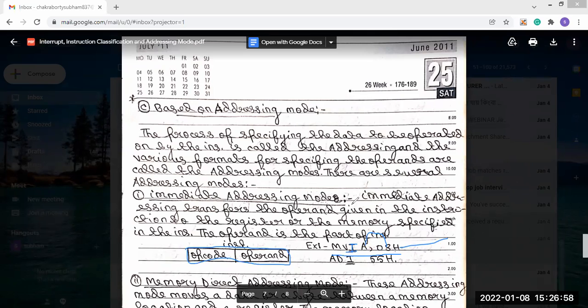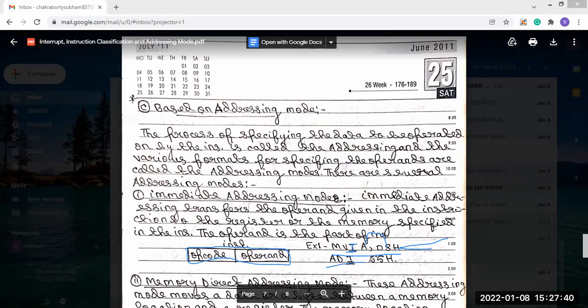This is what the definition says. In immediate addressing mode, the operand or data is mentioned in the instruction, and that operand should be transferred to the memory or the register. Both of these are specified by the instruction. That's why we can call this an immediate addressing mode instruction.